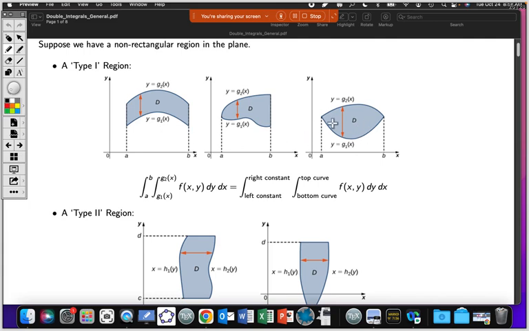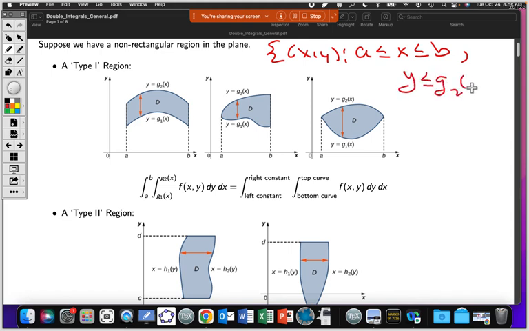So each of these three regions, what do they have in common? They're basically defined this way. They're defined by sets x, y, where the x is defined on an interval, and the y then is defined as between functions of x. Okay? So basically, the bounds on the x are constant, and the bounds on the y are variable.